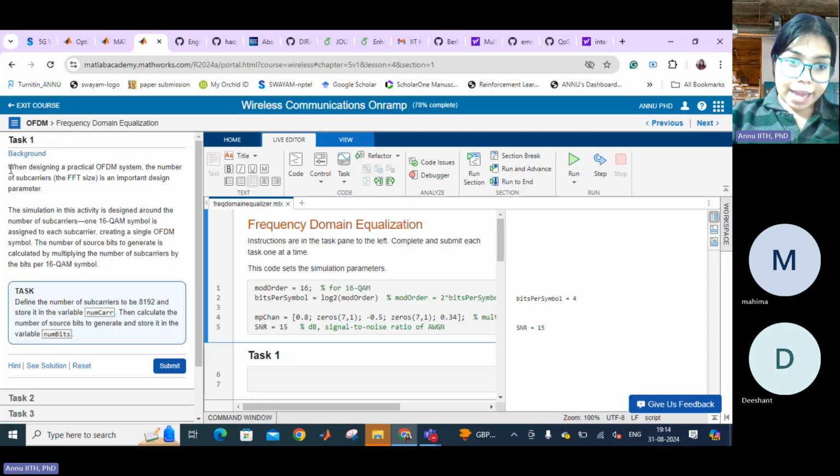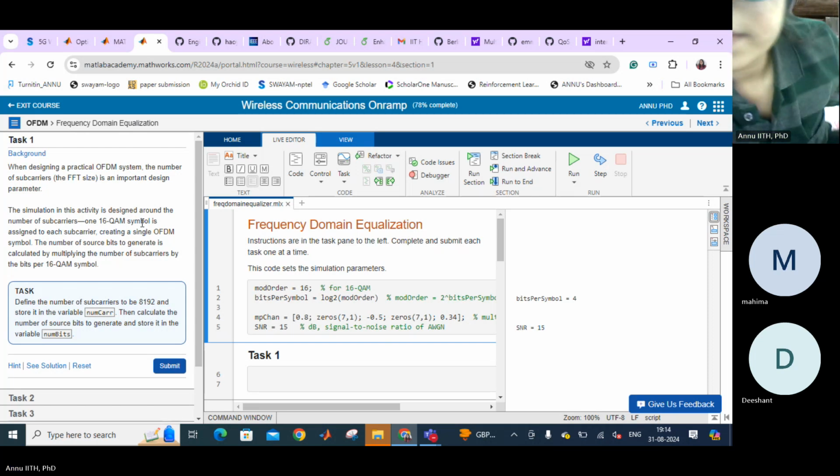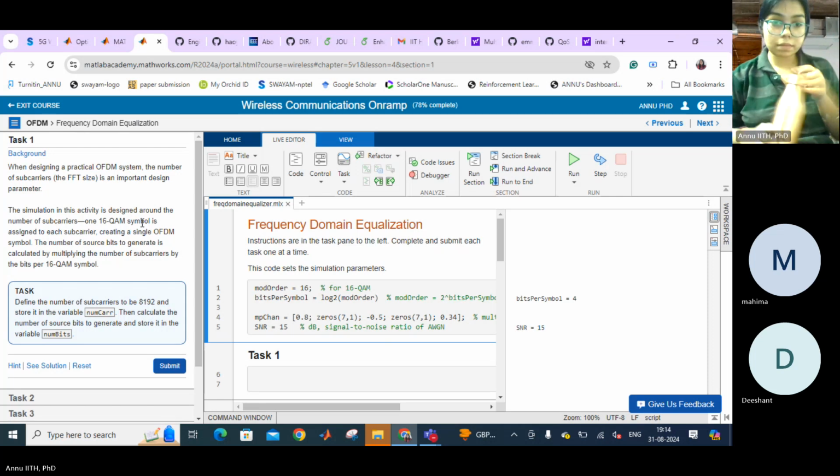When designing a practical OFDM system, the number of subcarriers, that is the FFT size, is an important design parameter. So you can see what size of FFT we have to take care of. Just think about it for a while. I'll just have some water. What do you think?